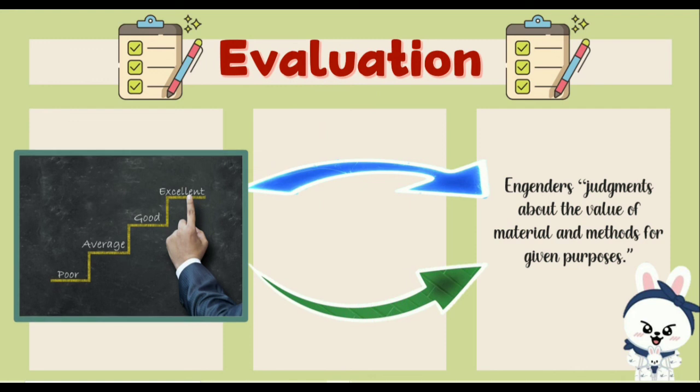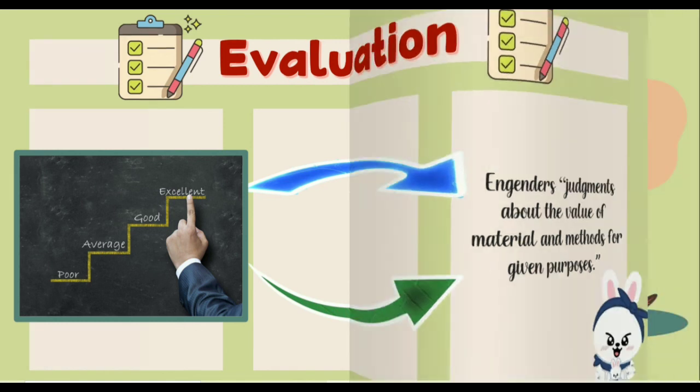This engenders judgments about the value of material and methods for given purposes. These judgments are to be based on definite criteria. Learning outcomes in this area are highest in the cognitive hierarchy because they contain elements of all other categories, plus value judgments based on clearly defined criteria.